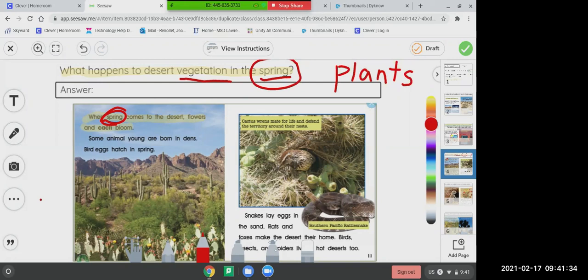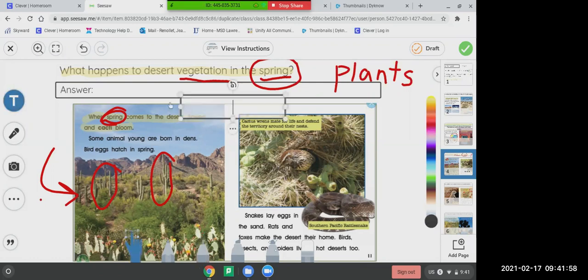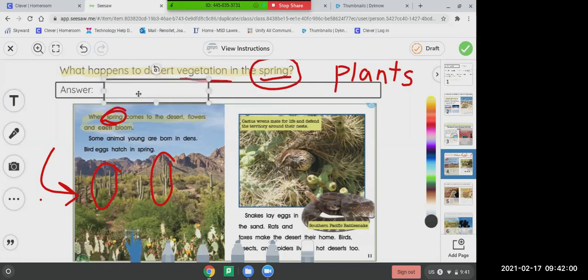So again, we can use our text features. Text features help the reader understand what the text is talking about. So in the spring, I notice in the picture here, in the photograph, these are some examples of cacti or cactus. Let's go ahead and type our answer together now that Day has shared out the answer from the text.